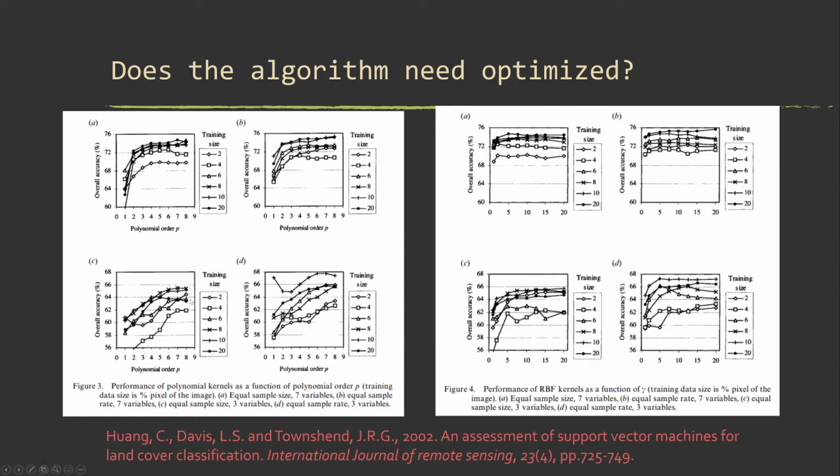So for example, this is a paper by Hong et al. And here we're looking at the impact of the polynomial order. And generally, we're seeing improvements when we increase the polynomial order in this case. So let's look at this: A is with an equal sample size and B is with, so basically the number of variables and the sample sizes are varying. You can see it levels off a bit here. So in this case, it does seem like it matters a good bit.